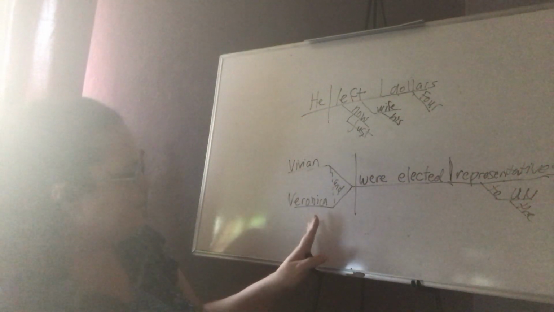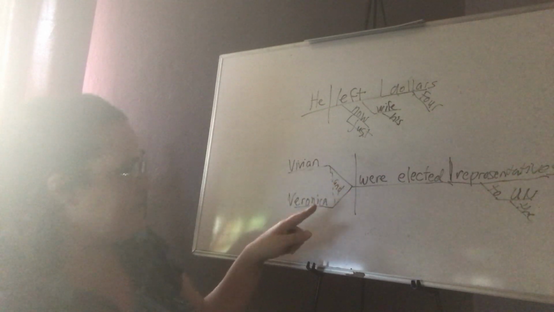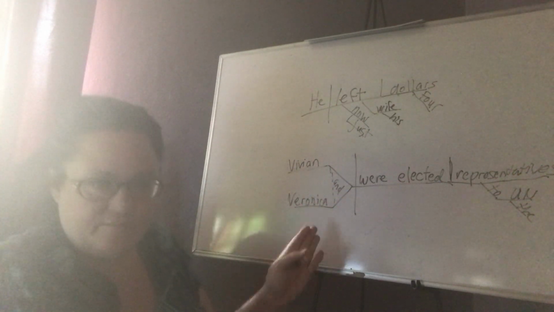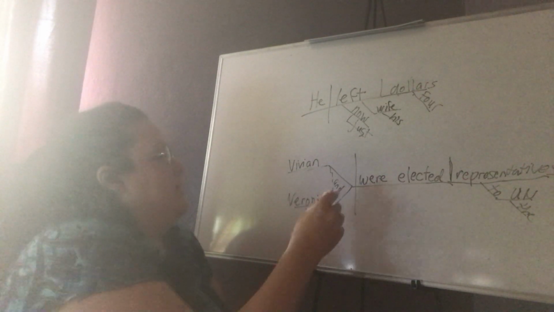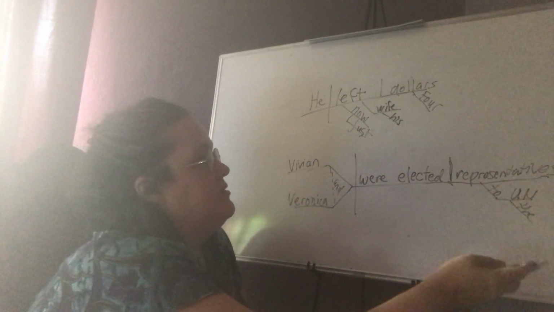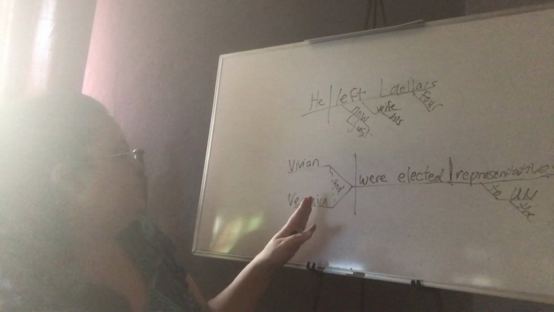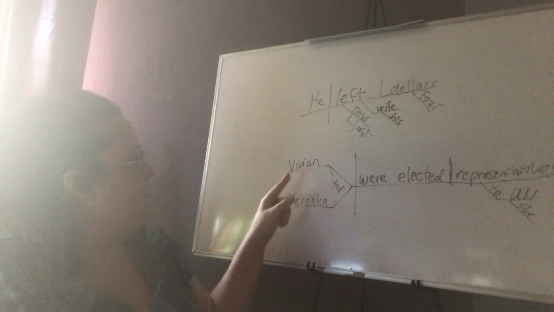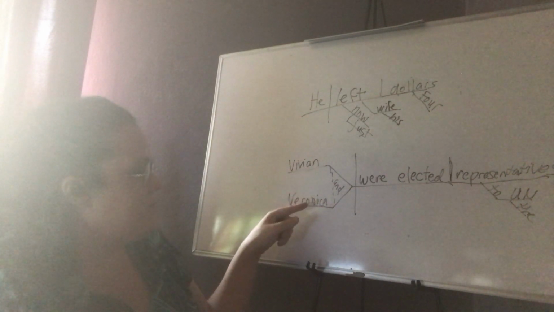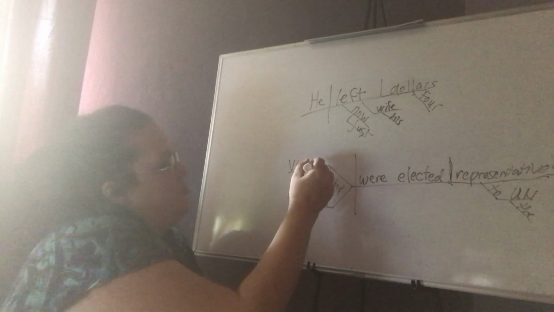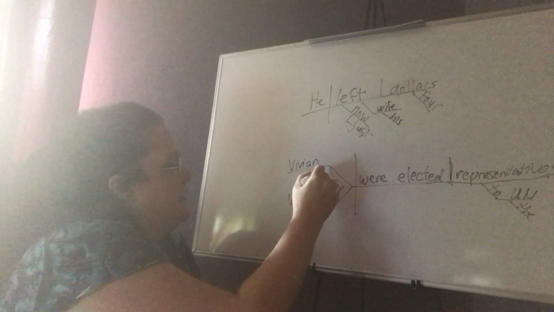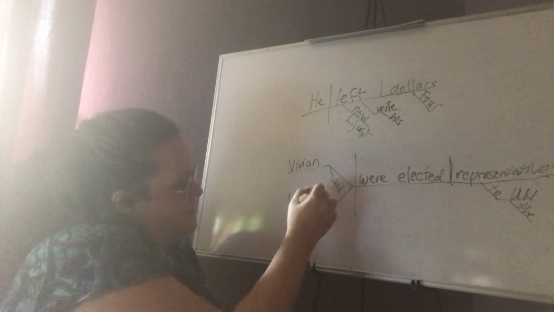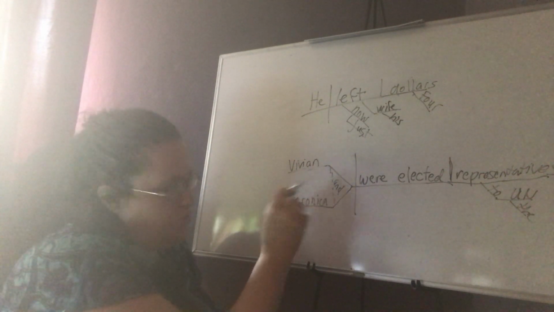All right, compound subject goes like this. It looks kind of complicated, but when you analyze it, it's really not. Vivian and Veronica were elected representatives to the UN. So Vivian and Veronica are the subject. It's a compound subject, so we just use one of these things to join the compound subject. The little dotted line, and inside here goes the conjunction that joins them.